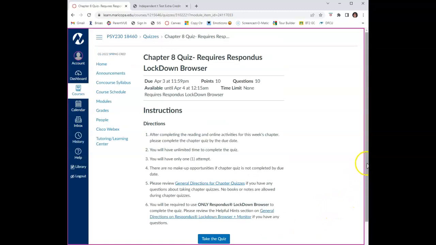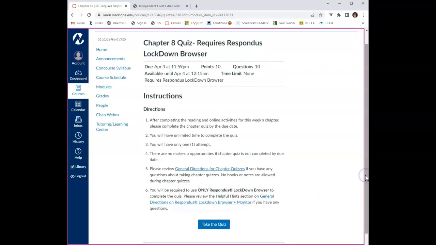The final assignment is the chapter quiz. Please make sure to complete the reading and online activities for this week's chapter before taking the quiz.